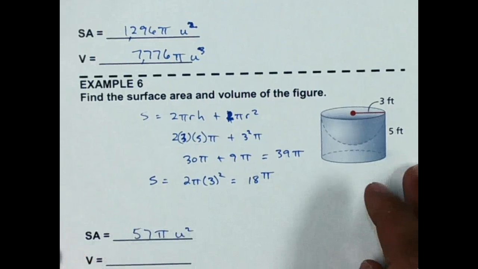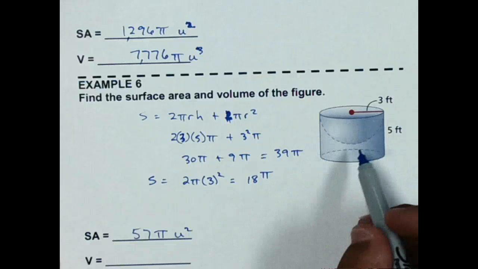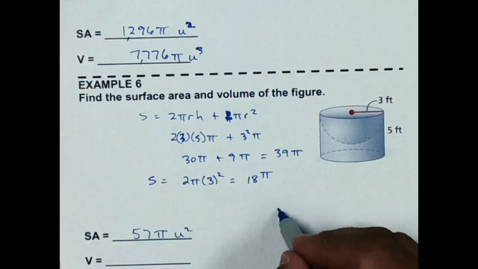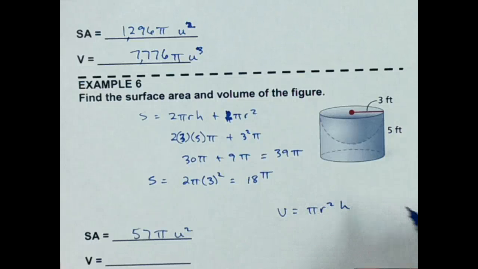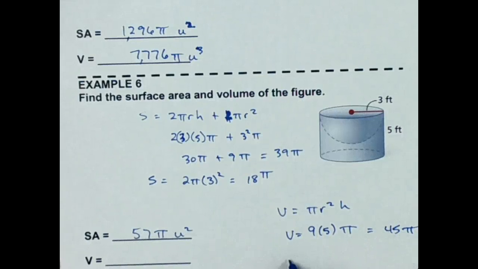Now for the volume side of it, I want to find the volume of the cylinder, which is going to be V is equal to pi r squared h. My radius is 3, so that's 9 times 5 pi, which is 45 pi. My hemisphere is going to be 2/3 times 3 cubed pi, which comes out to be 18 pi.